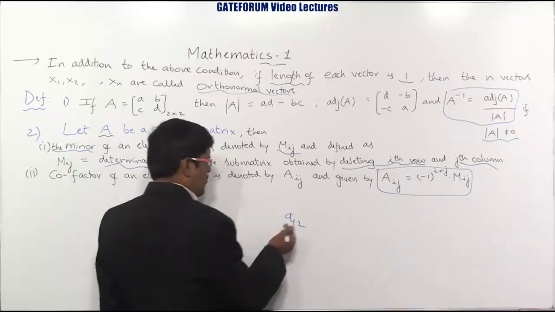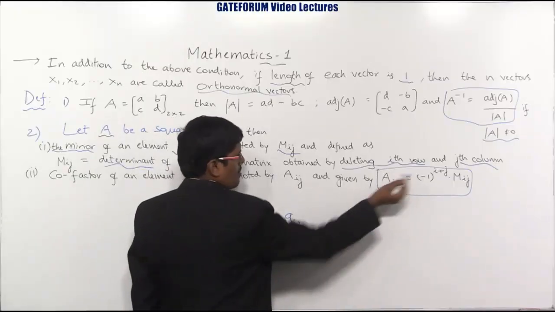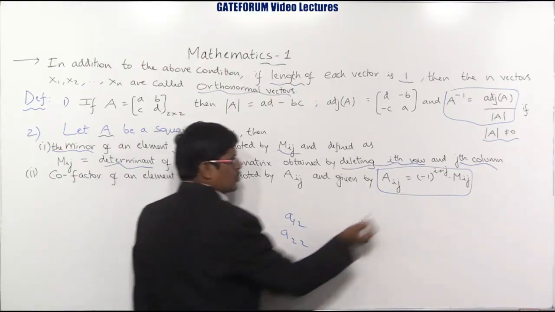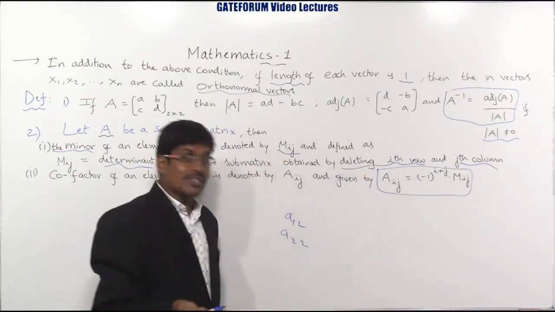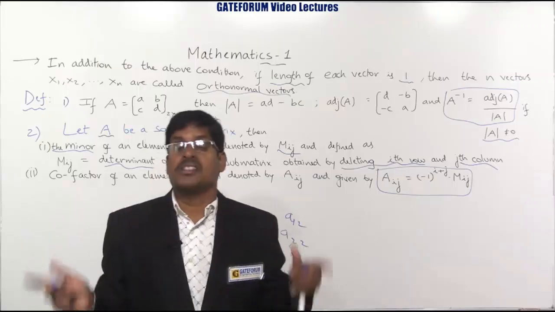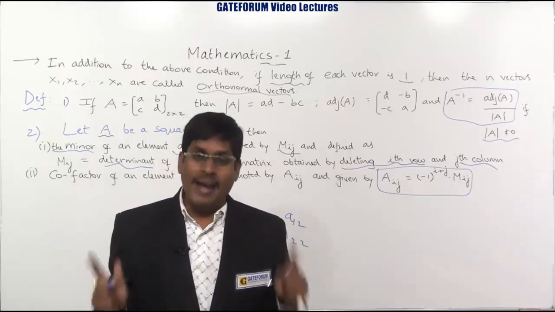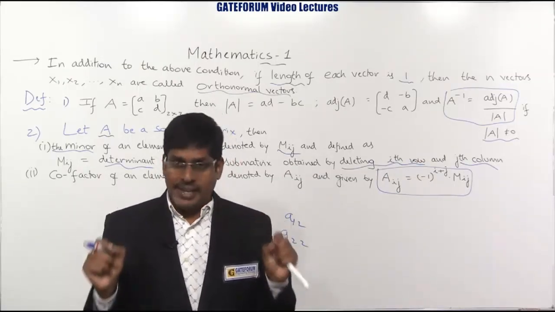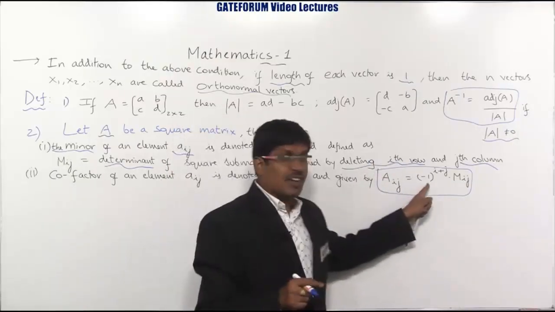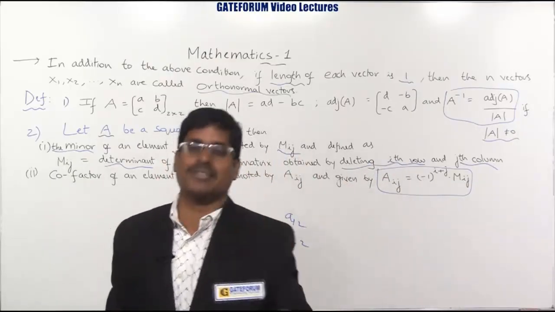So for A12, the cofactor sign is minus. If it is A22, i value is 2 and j value is 2. Minus 1 whole power 2 plus 2 is plus. So for the A22 element, the minor is the same as the cofactor, because minus 1 whole power 2 plus 2 is a plus symbol.